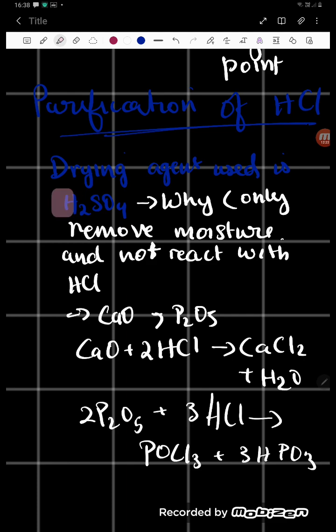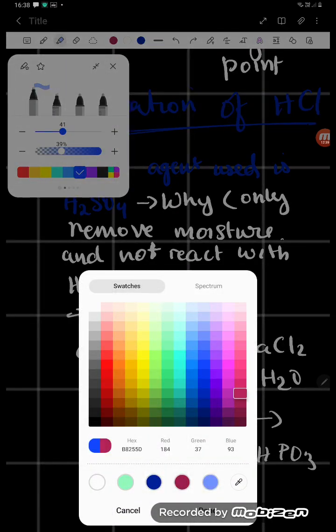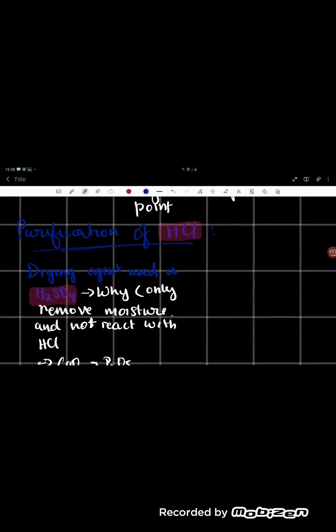And if you have not seen something, let me point that out to you. Here H2SO4 is an acid, and HCl is an acid, whereas CaO and P2O5 are both basic in nature because they are oxides of metals. So both of them are basic in nature.